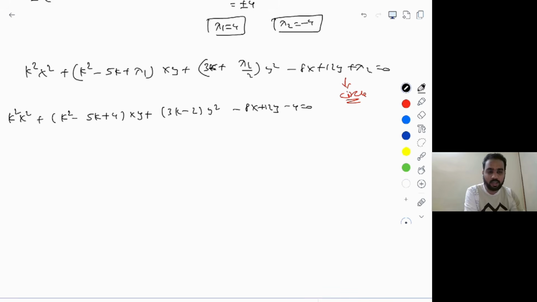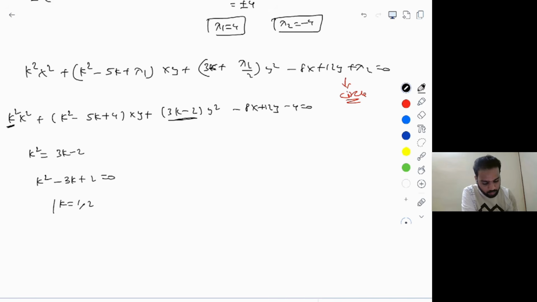But if this is representing a circle, two conditions must be satisfied: the coefficient of x square must be equal to the coefficient of y square. So from which we get k square is equals to 3k minus 2, k square minus 3k plus 2 is equals to 0, which implies k is equals to 1 comma 2. And also simultaneously it has to satisfy the condition that the coefficient of x into y is equal to 0. So if you make this coefficient of xy to 0, we get k is equals to 1 comma 4.